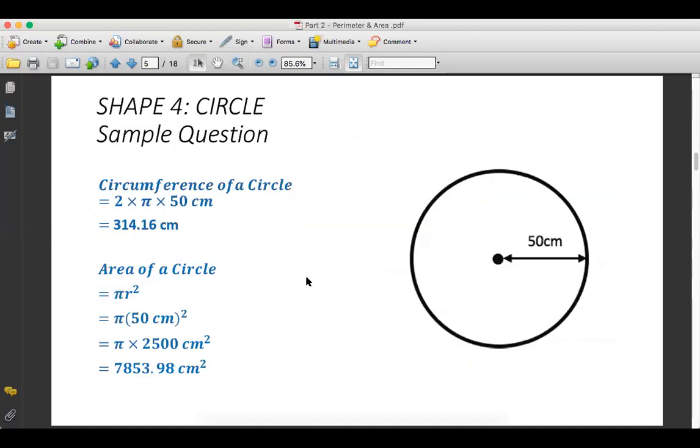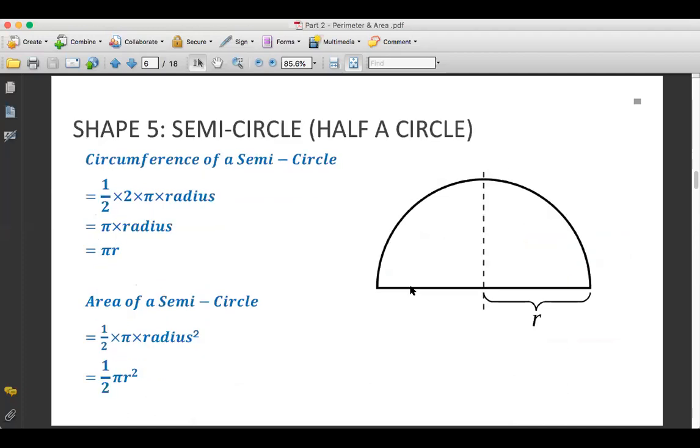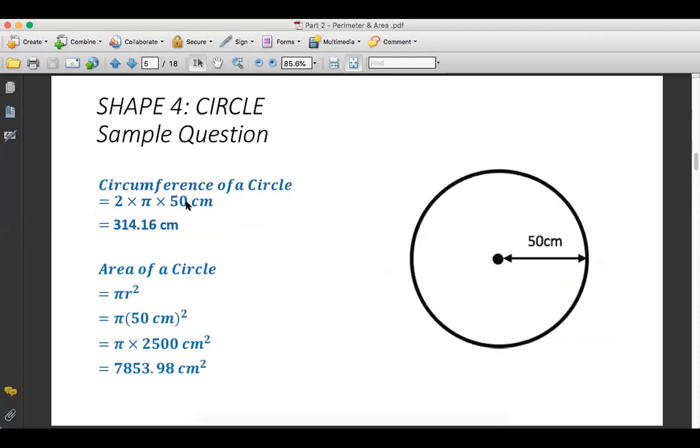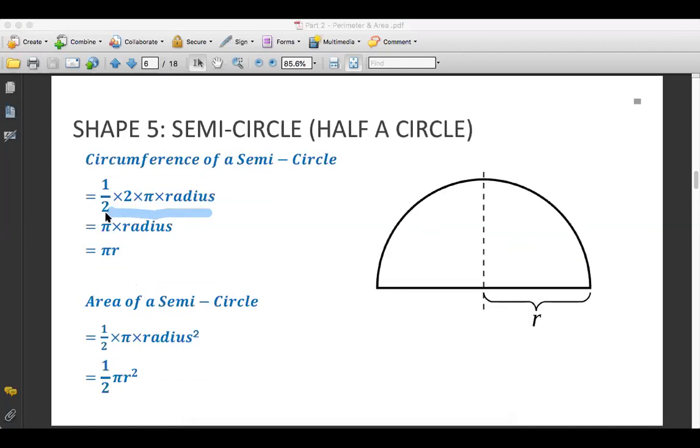Okay, so far this is a full circle. You understand on a whole circle, circumference is 2 pi times r, and the area is pi times r squared. But if you are given half a circle in your question like this, basically the same formula earlier, you are just going to half it for a semicircle. Half times 2 pi r. So what will you get? Half times 2 cancel out, it becomes 1. Correct? So you just have pi times r.